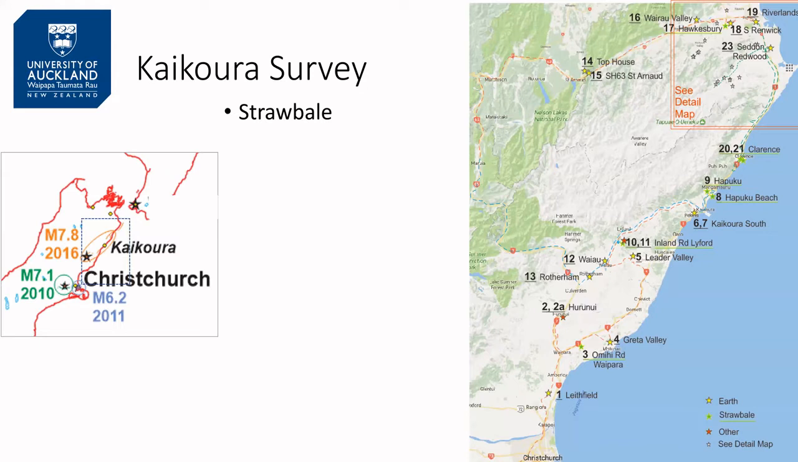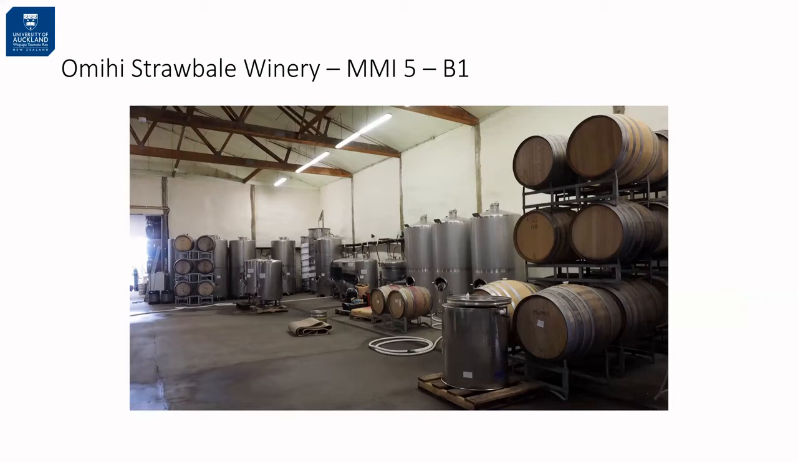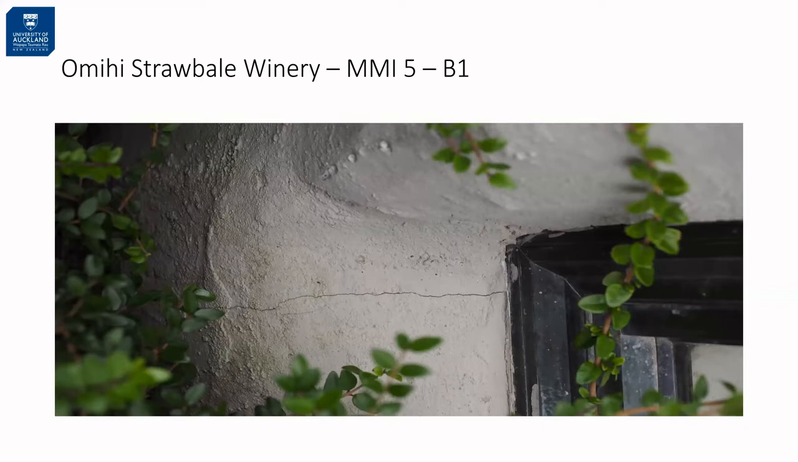I will, if we've got time, do just a little bit about straw bale. At the same time as we were looking at the earth buildings, we also looked at the straw bale buildings. And this is a straw bale winery building. This was only subjected to MM5, so it wasn't high accelerations, but it is a two-story building, with very high straw bale walls. And the only thing that we could find was this tiny crack adjacent to one window when we looked across that building.